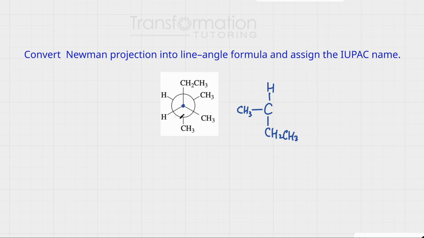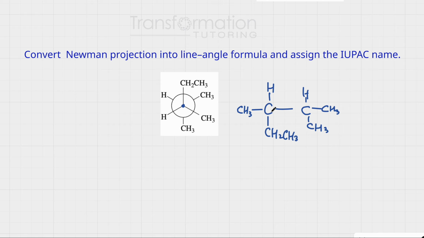Behind this carbon there is a back carbon, and this back carbon is also attached to three groups. So let's go ahead and draw the carbon in the back, and that carbon is attached to a hydrogen. It is also attached to a CH3 group, and it is attached to a CH3 group again.